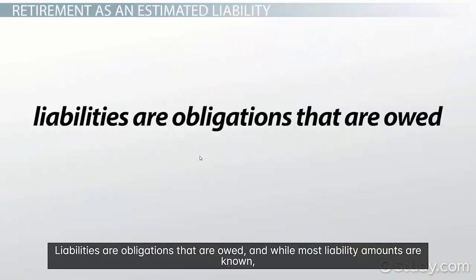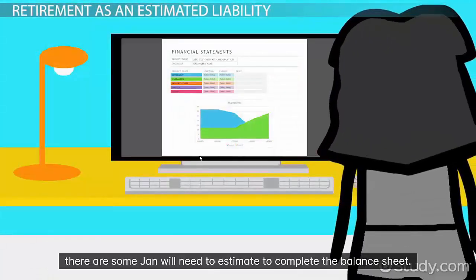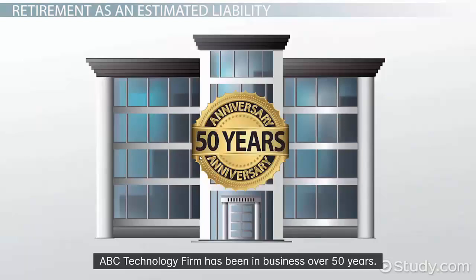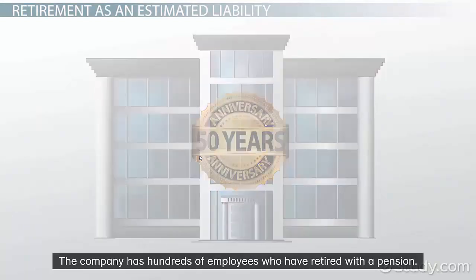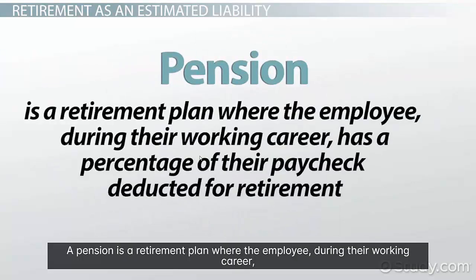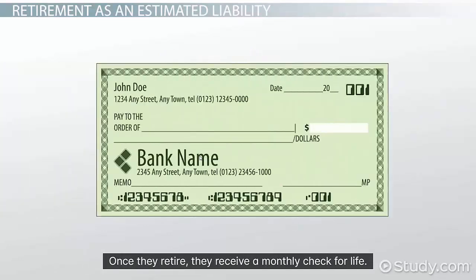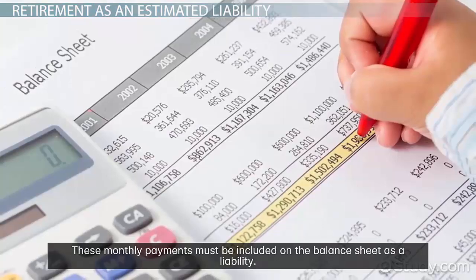Liabilities are obligations that are owed, and while most liability amounts are known, there are some Jan will need to estimate to complete the balance sheet. ABC Technology Firm has been in business over 50 years. The company has hundreds of employees who have retired with a pension. A pension is a retirement plan where the employee, during their working career, has a percentage of their paycheck deducted for retirement. Once they retire, they receive a monthly check for life. These monthly payments must be included on the balance sheet as a liability.